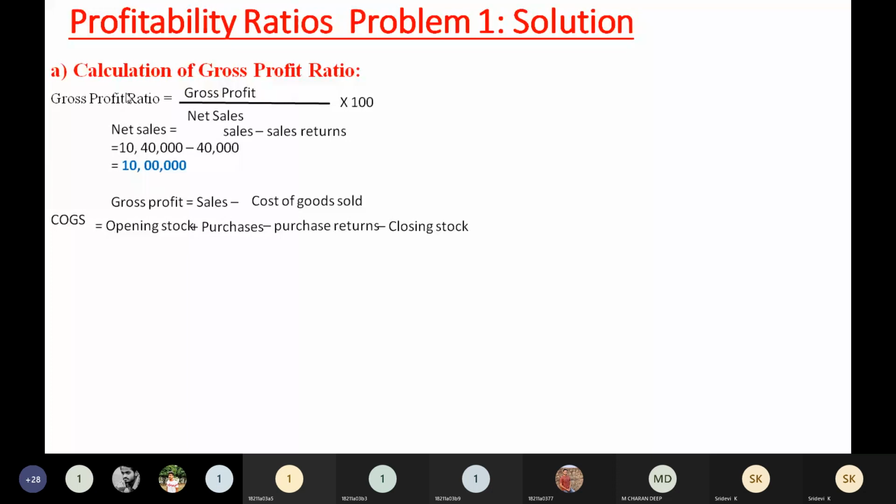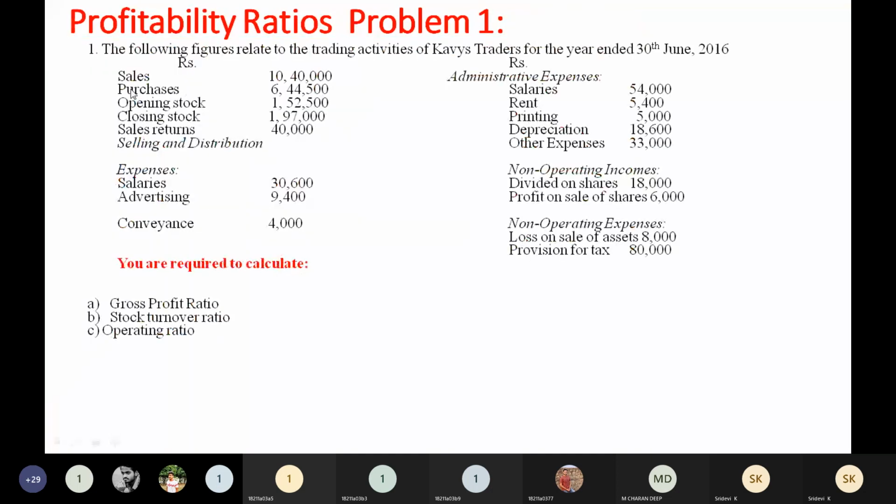So opening stock, how much is it given? Shall I go to the problem again? I will go to the previous slide. Substitute those values. It is compulsory that you keep this problem in front of you. Purchases was given 6,44,500. Opening stock is given 1,52,500. Everyone note down this. And closing stock is given 1,97,000. So these values we are going to use. Purchase returns information is not given here, so no need of taking purchase returns value.